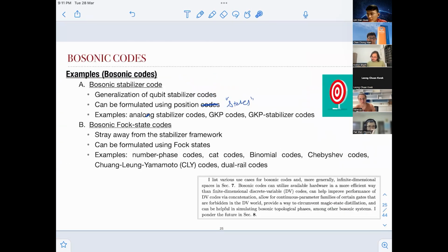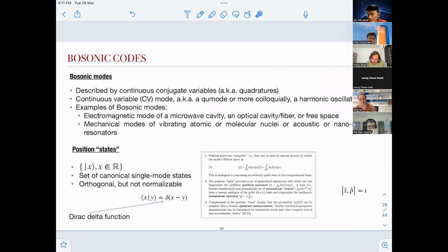So let's first try to understand, for bosonic codes, people talk about this notion of bosonic modes. So what are bosonic modes? Basically these are described by continuous conjugate variables, also known as quadratures. Some people call them continuous variable modes, or more colloquially, a harmonic oscillator, abuse of language, maybe you can say.